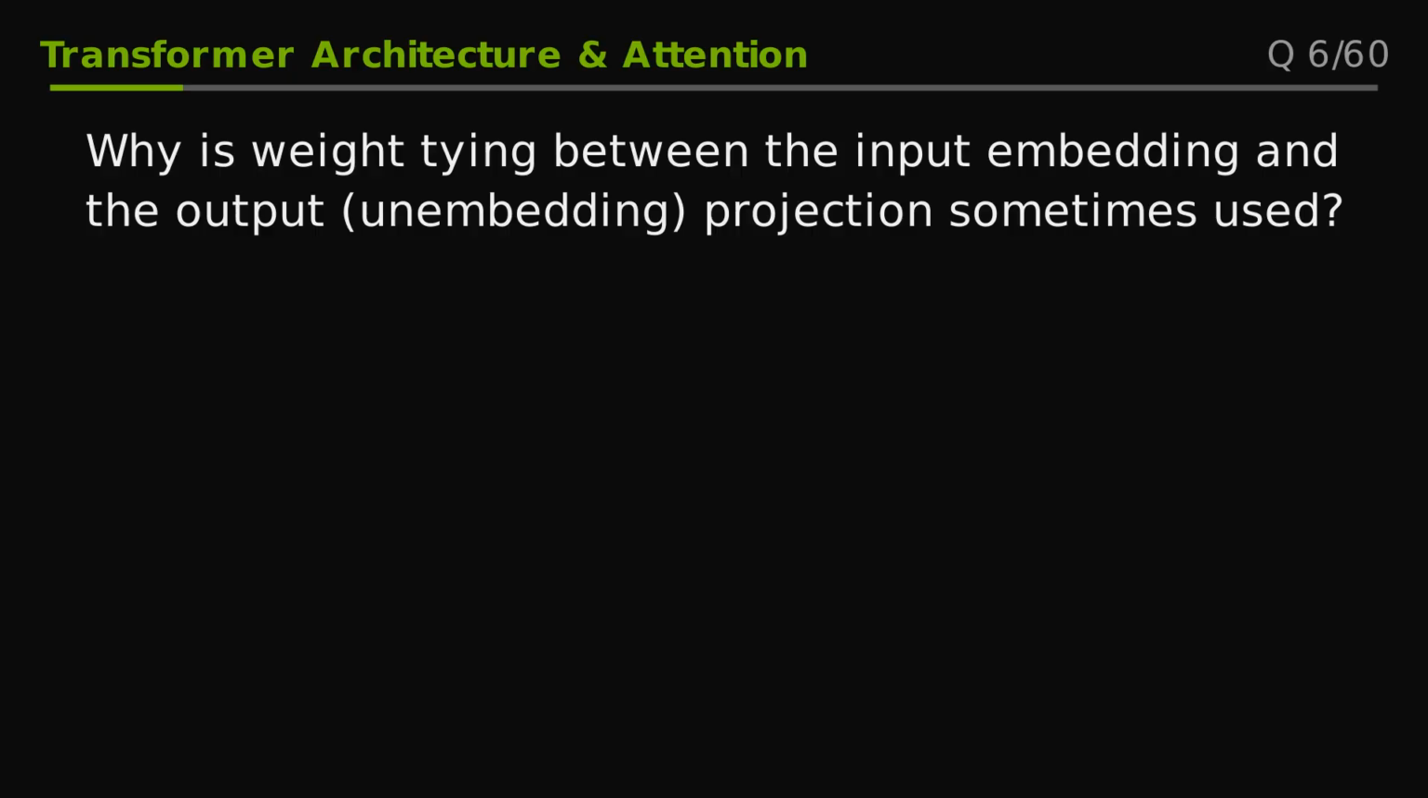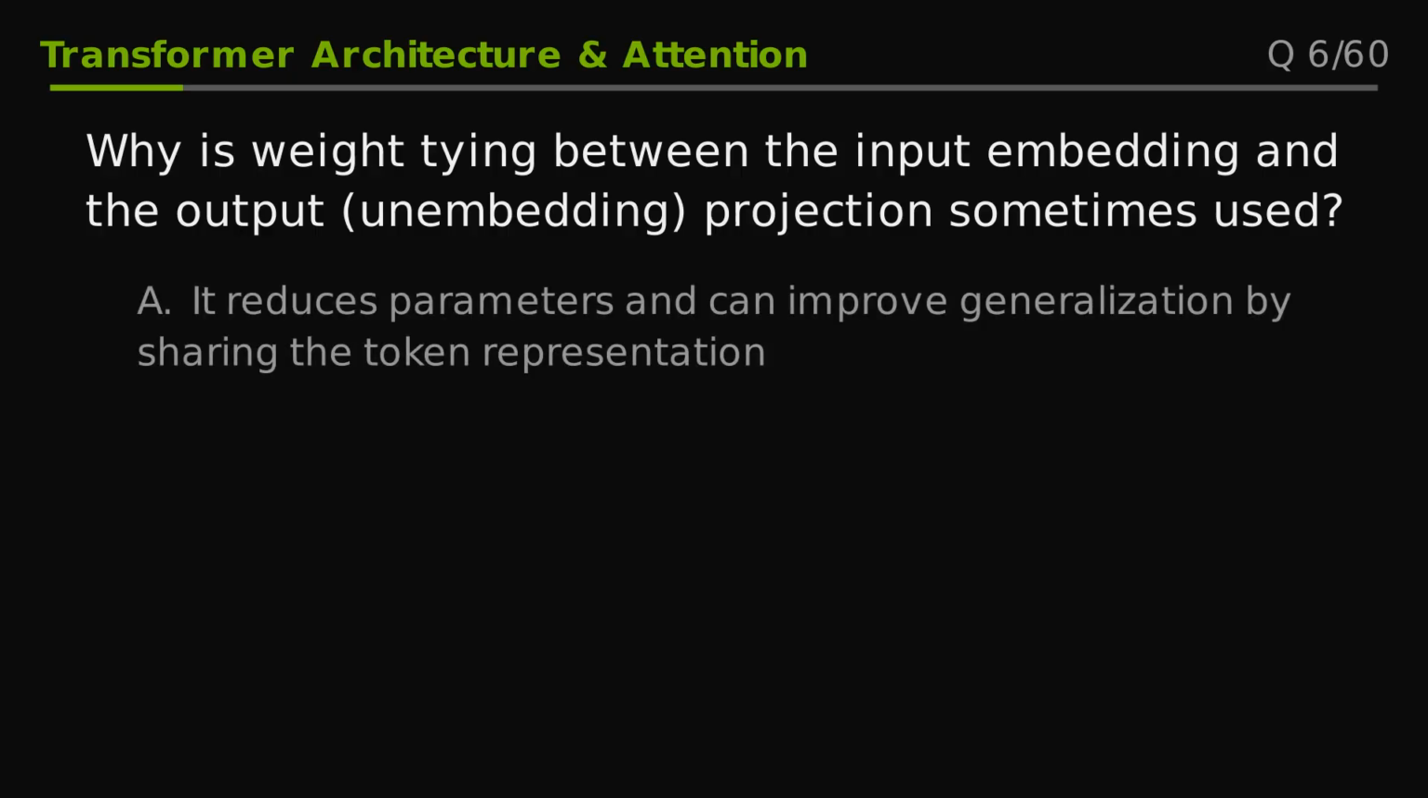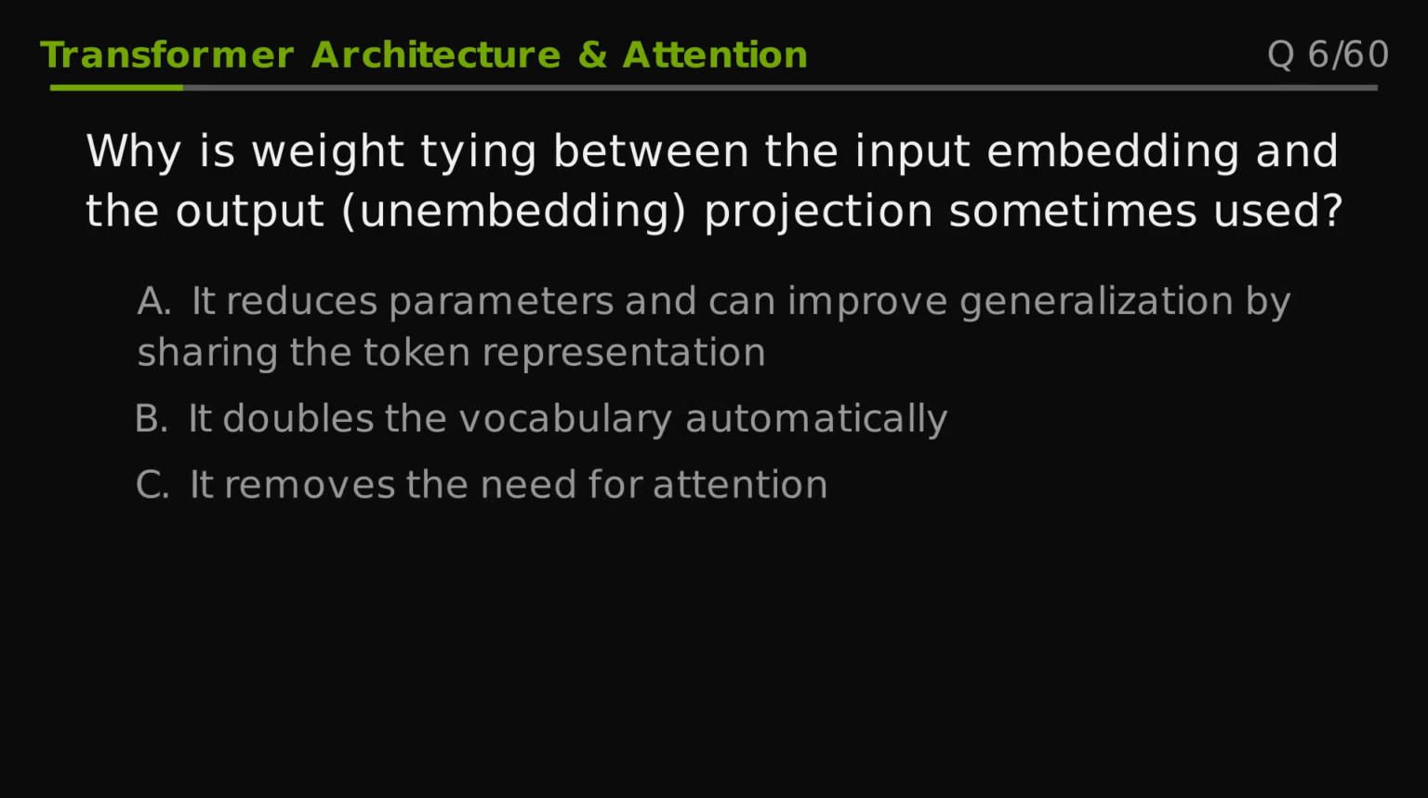Question 6. Why is weight tying between the input embedding and the output unembedding projection sometimes used? Option A. It reduces parameters and can improve generalization by sharing the token representation. Option B. It doubles the vocabulary automatically. Option C. It removes the need for attention. Option D. It encrypts the embeddings.